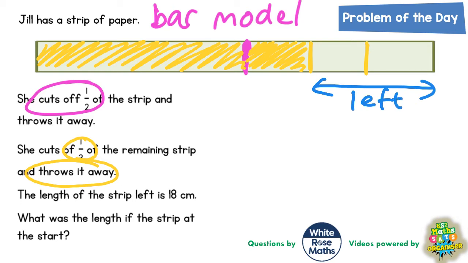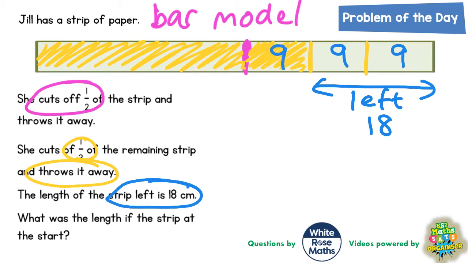Now it does say the length of the strip left is 18, so the bit that's left must be worth 18. But we've actually got two pieces here, so that means that it must be 9 in each piece. But what we need to do now is think about the entire bar at the start. Well, if it's 9 in each piece, then this piece is the same size, and that is 9.